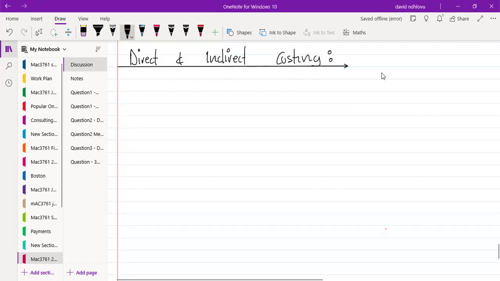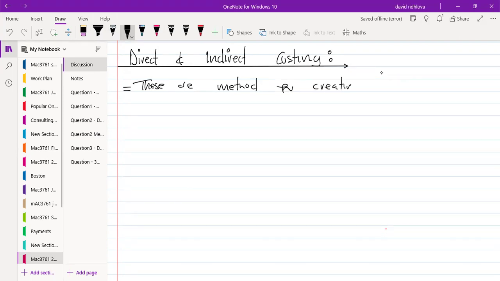Sharp. I'm back. So we are looking at direct and indirect costing. These are methods for creating income statements. That is profit and loss, P&L accounts.